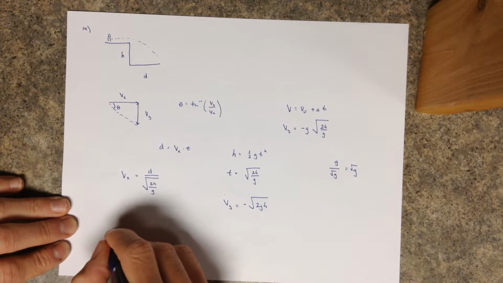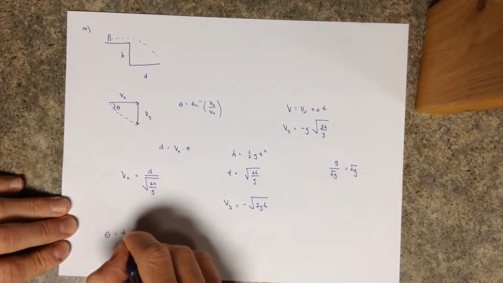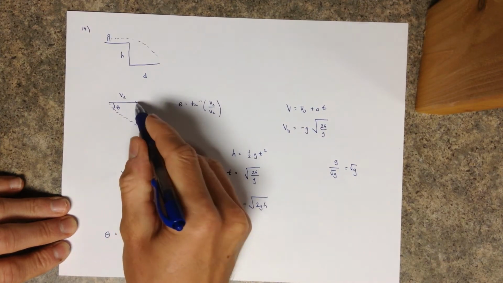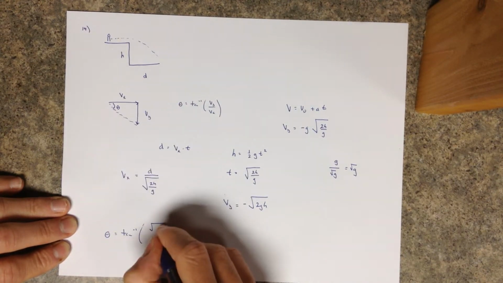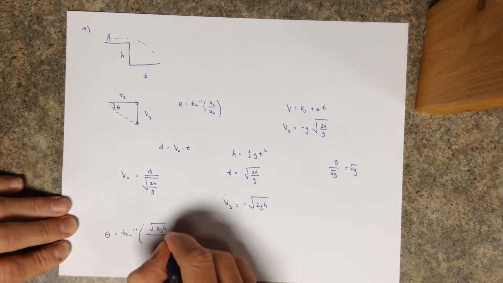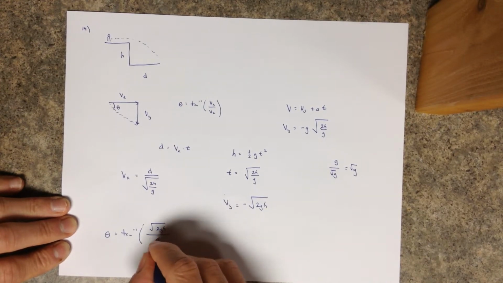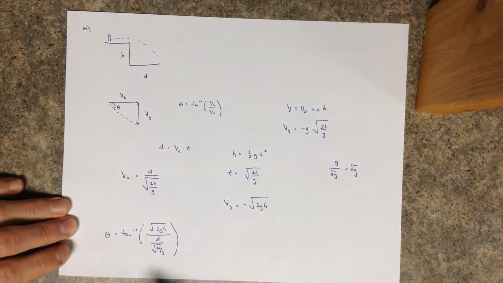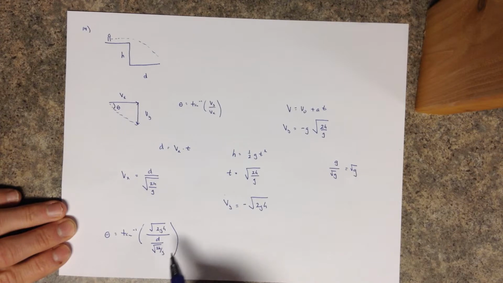And then we know the angle is inverse tangent of Vy, and again I'm going to get rid of the negative sign because I know it's already down, the square root of 2gh over Vx, which is d over the square root of 2h over g. Now take a look at this algebraically. If you look at these, the g's are going to cancel. This is the square root of g in the denominator's denominator. I know that sounds confusing. Take a second and take a look at it. But this g and this g cancel.